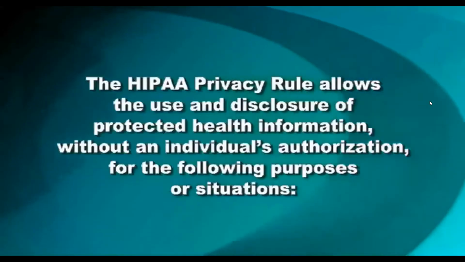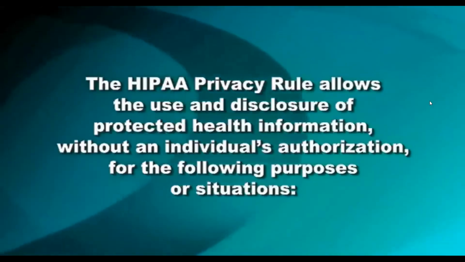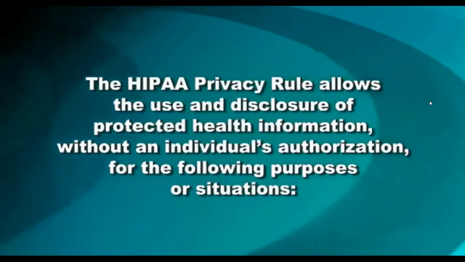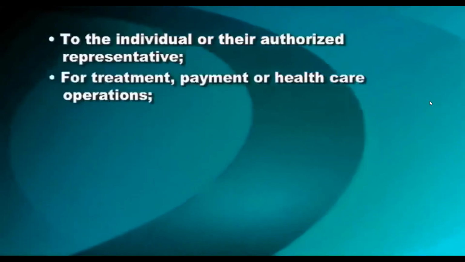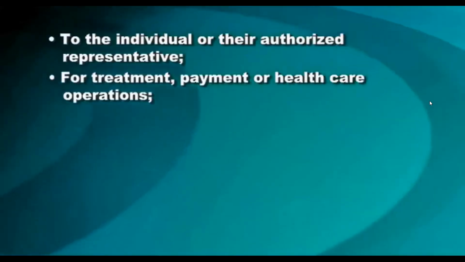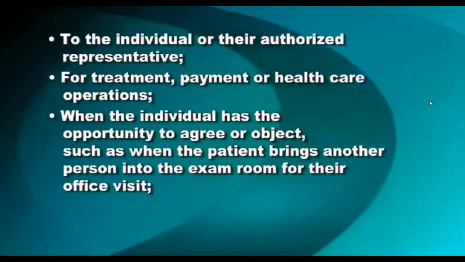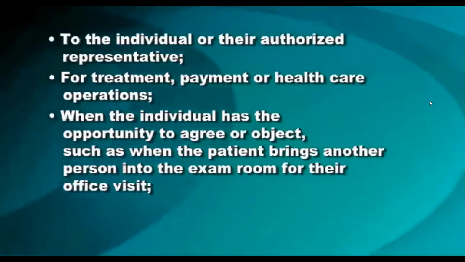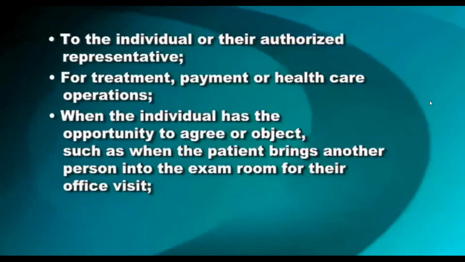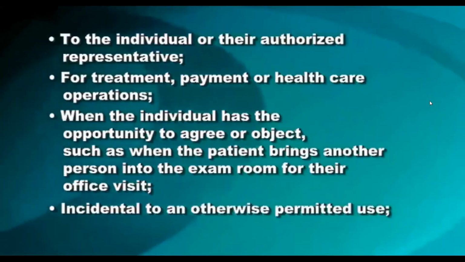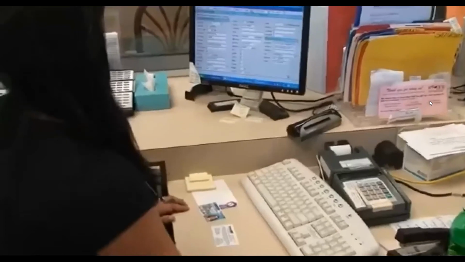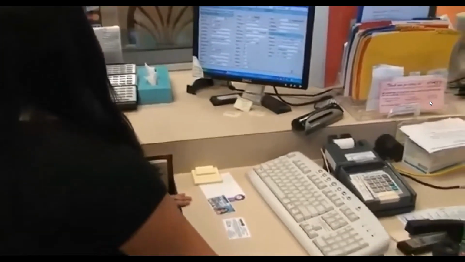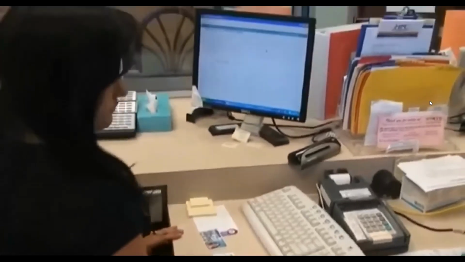The HIPAA privacy rule allows the use and disclosure of protected health information without an individual's authorization for the following purposes or situations: to the individual or their authorized representative, for treatment, payment, or healthcare operations. When the individual has the opportunity to agree or object, such as when the patient brings another person into the exam room for their office visit. Incidental to an otherwise permitted use, and for the purpose of research or public health.